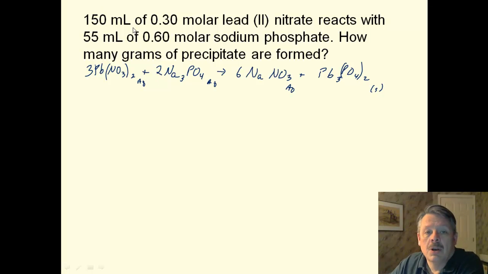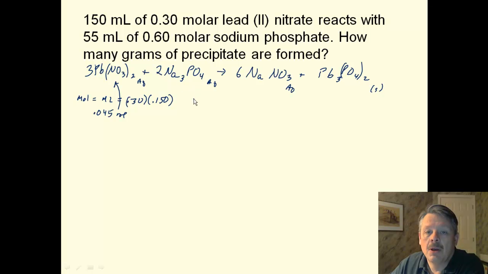So let's see, we're starting with 150 mils of this and 50 mils of that, so we're going to have to do two solution equations. So my moles are equal to my molarity times my liters, which is going to be 0.30 times 0.150, and that's going to give me 0.045 moles, and that's this one up here.